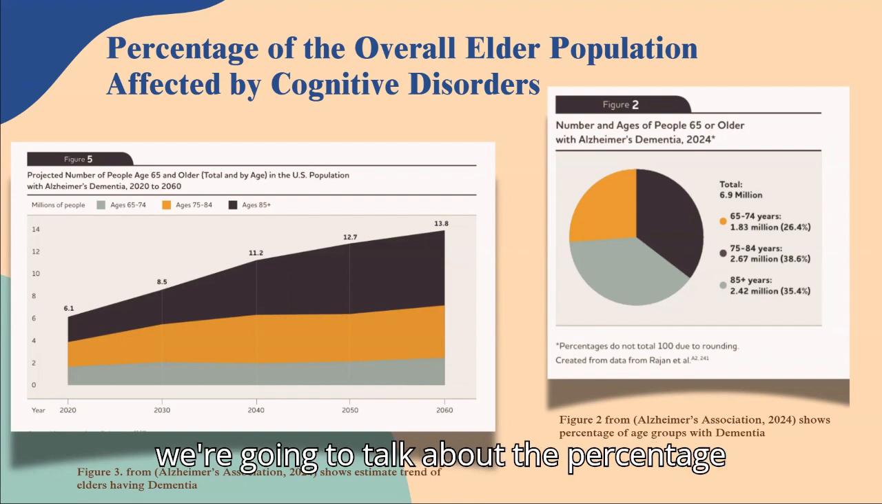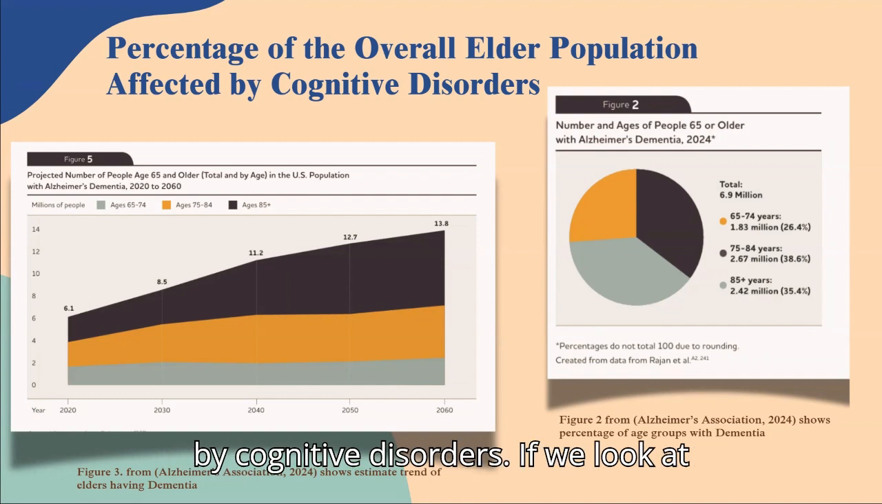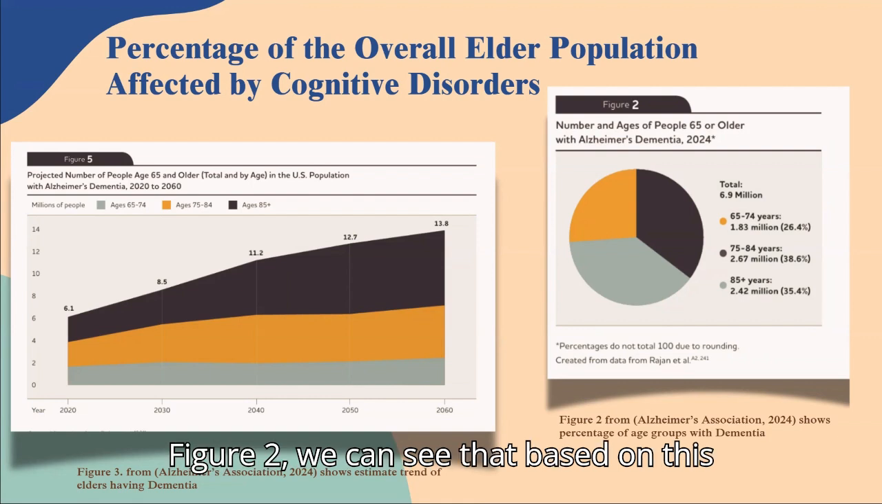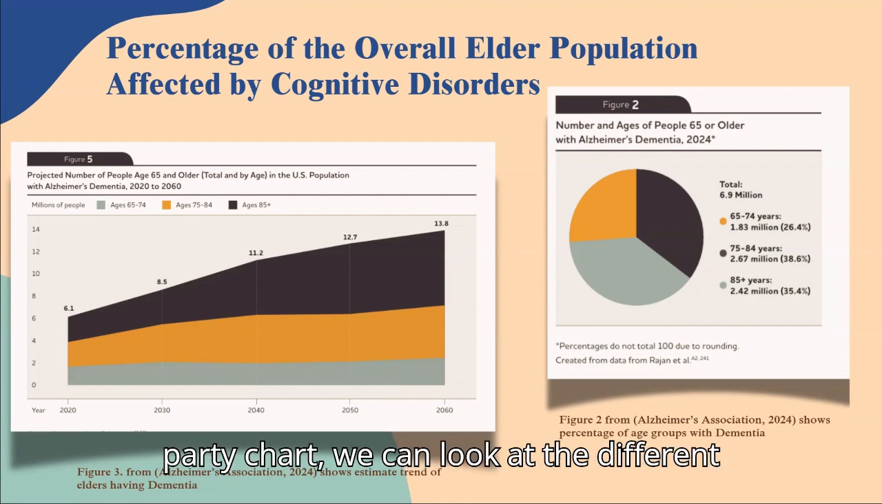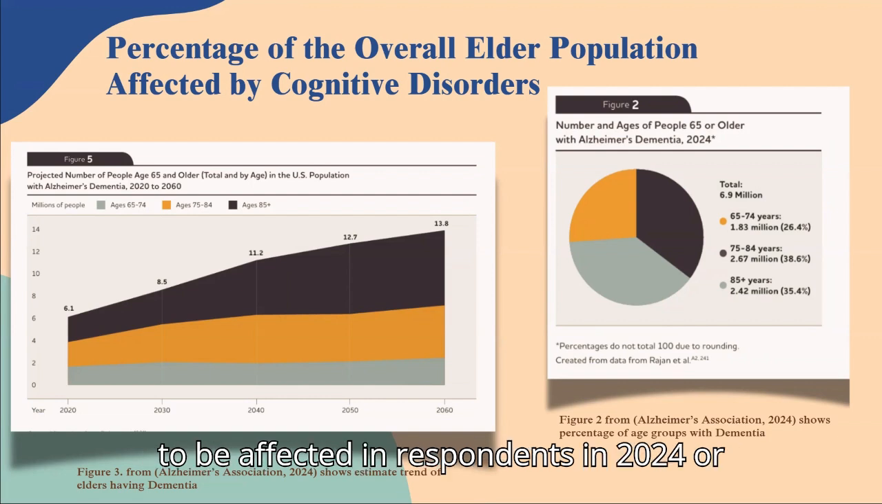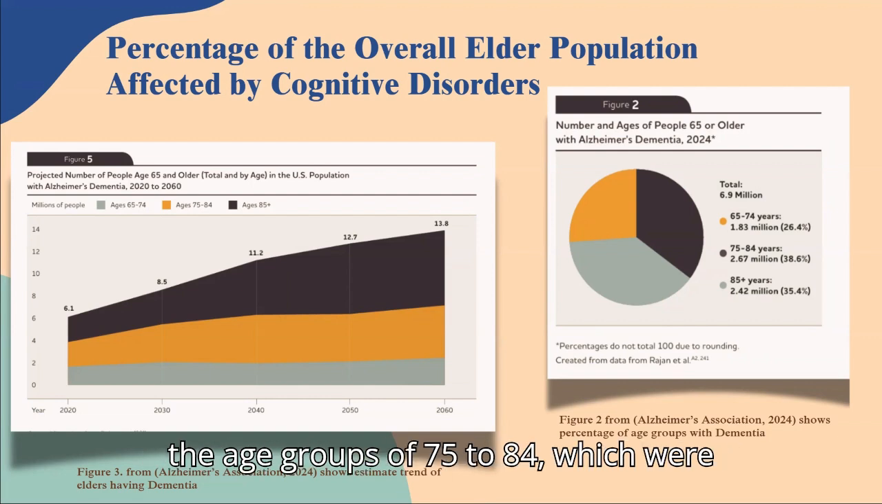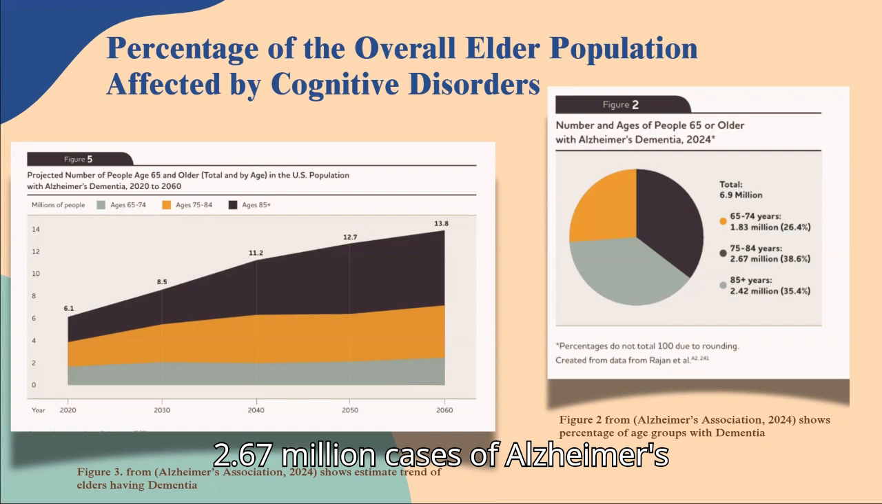Now, we're going to talk about the percentage of the overall elder population affected by cognitive disorders. If we look at figure 2, based on this pie chart, we can look at the different subgroups of ages, and the most prevalent to be affected in respondents in 2024 were the age group of 75 to 84, with 2.67 million cases of Alzheimer's dementia recorded.